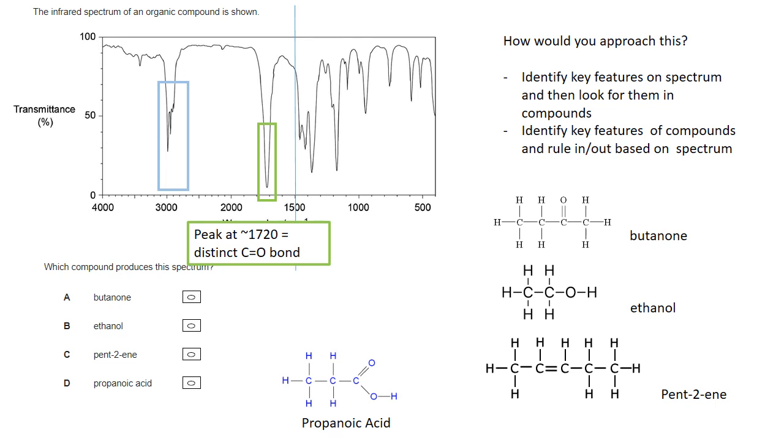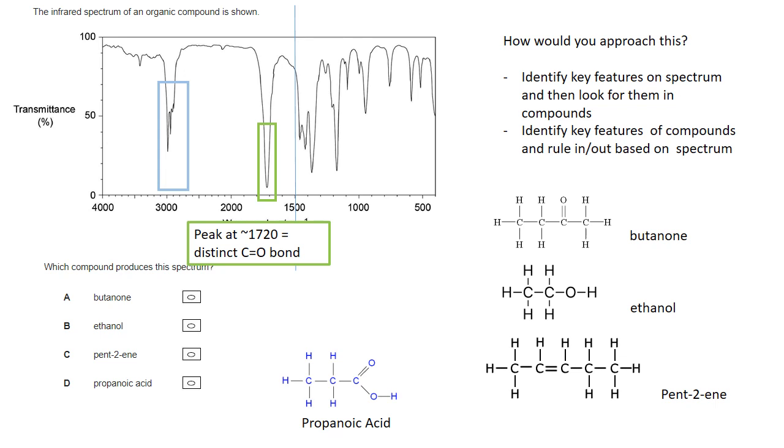So there is a really distinct peak at around 1720, and that means we've got a C=O bond present. So that means we can rule out ethanol and pent-2-ene. Okay, so now we're looking at distinguishing between butanone and propanoic acid. So something we could look out for is, is there an OH bond present on the spectrum? And so what we're looking to see is a very broad peak between 2500 and 3000.